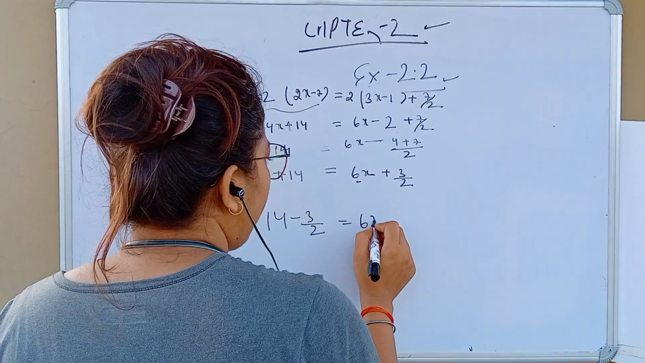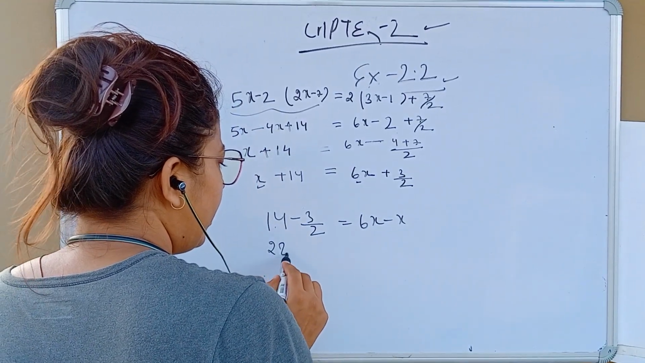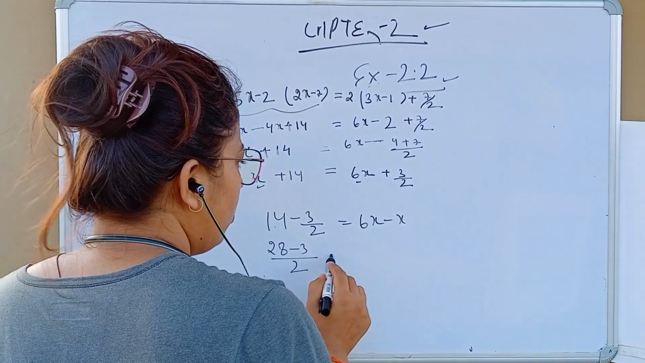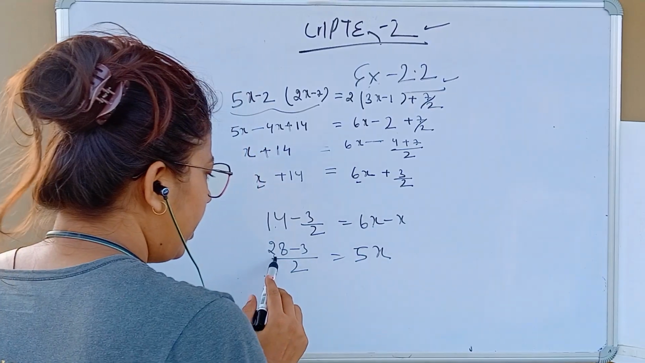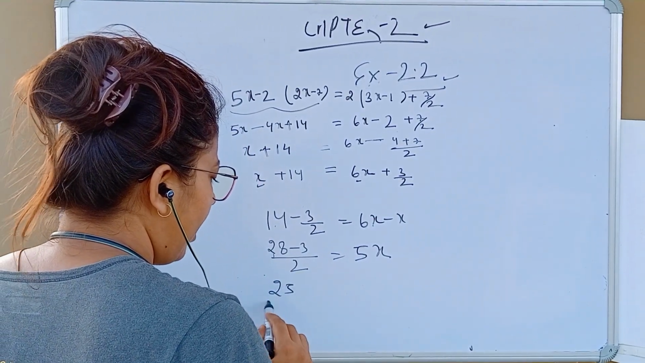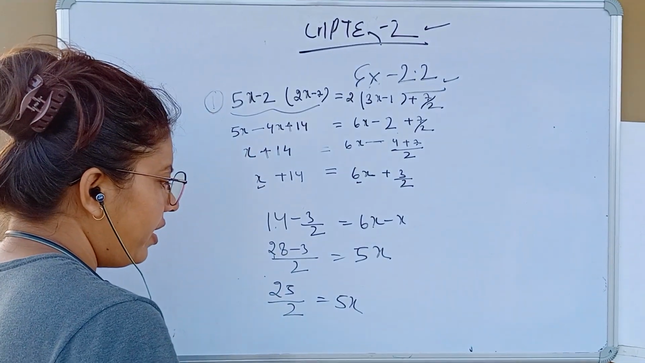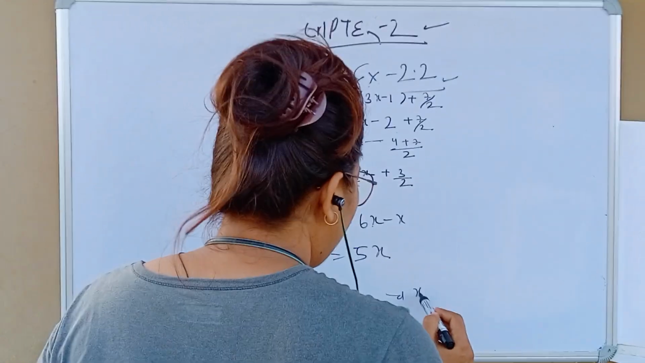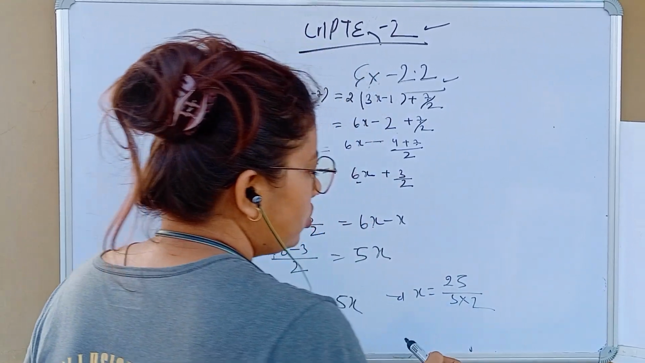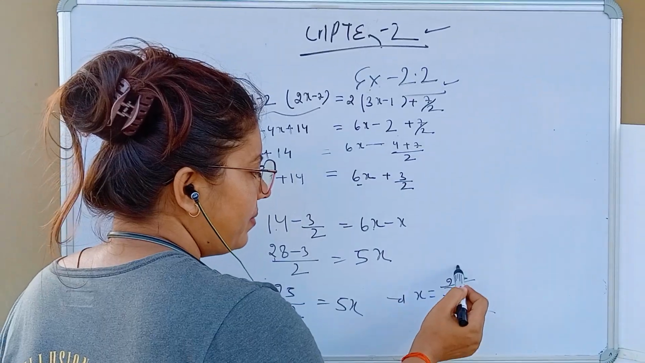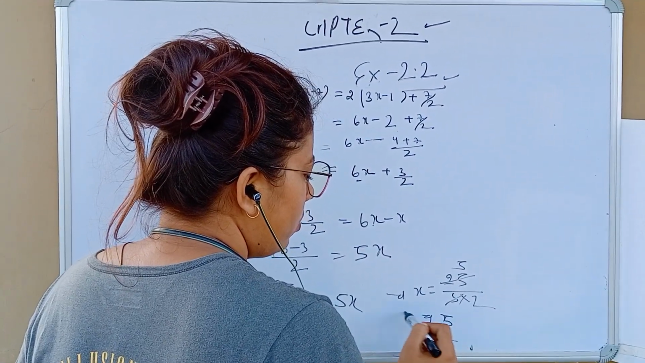is equals to 6x minus x. So 2 fours are 28. 28 minus 3 divided by 2. Here 6x minus x is 5x. So 28 minus 3, that is 25 divided by 2 is equals to 5x. So what we retain? 5x. X is equals to 25 divided by 5 into 2. So we easily cancel out 5. 5 fives are 25. So x value is 5 by 2.